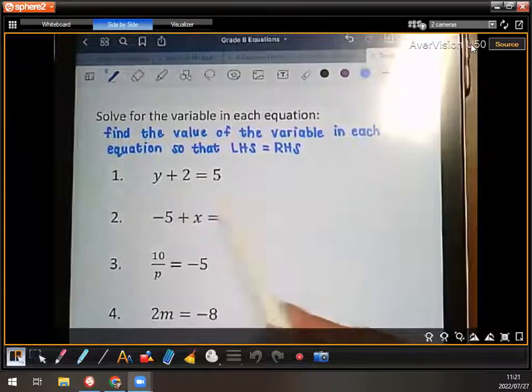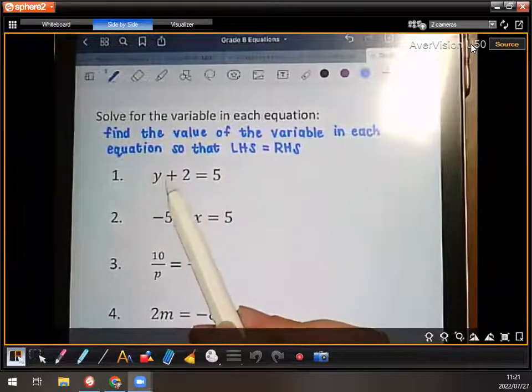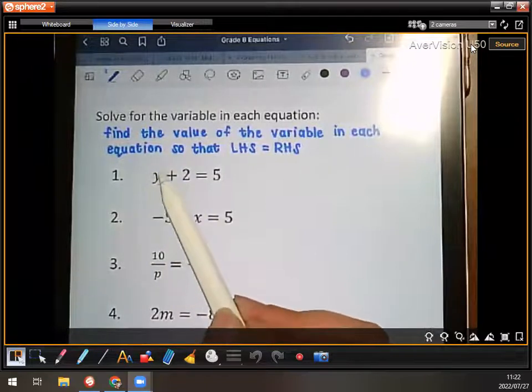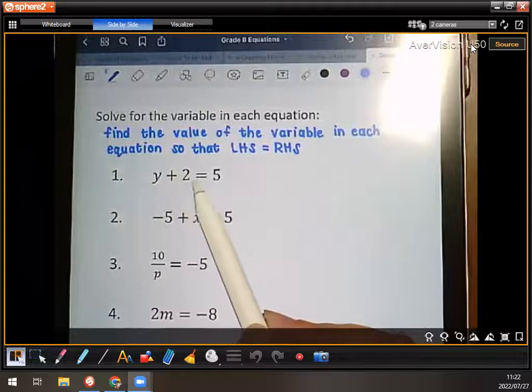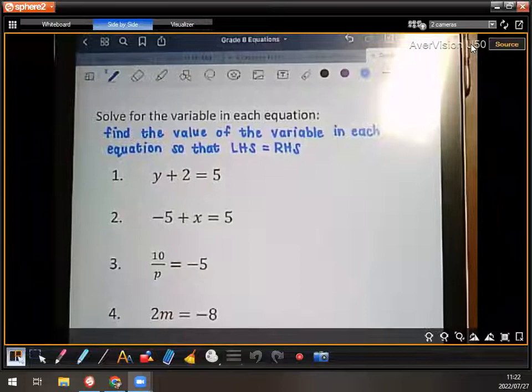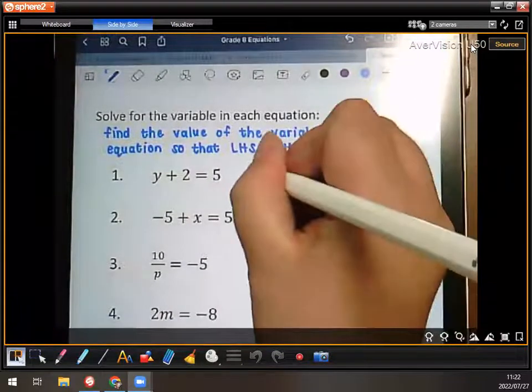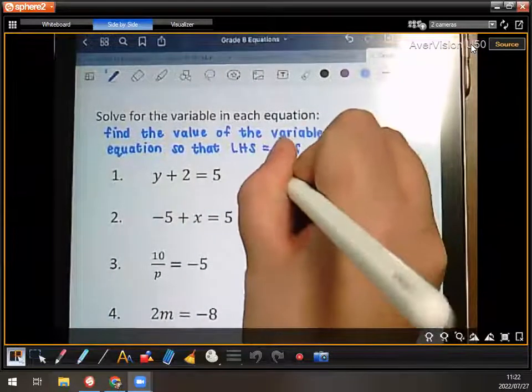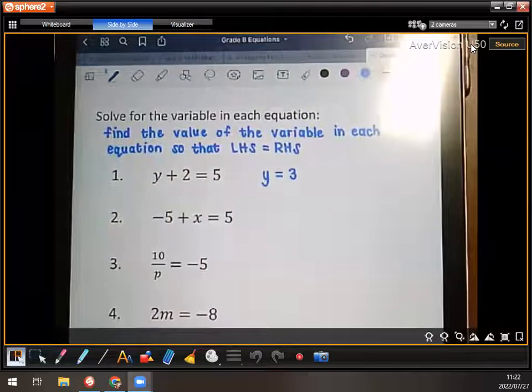So if I'm looking at the first question, y plus 2 is equal to 5. When you are doing this on your own, you need to ask yourself, what number plus 2 will give me an answer of 5? 3, hey? Now, guys, you're not just going to write 3. You have to write it properly. You're going to say y is equal to 3. Please write it like that, guys. You can't just say 3.